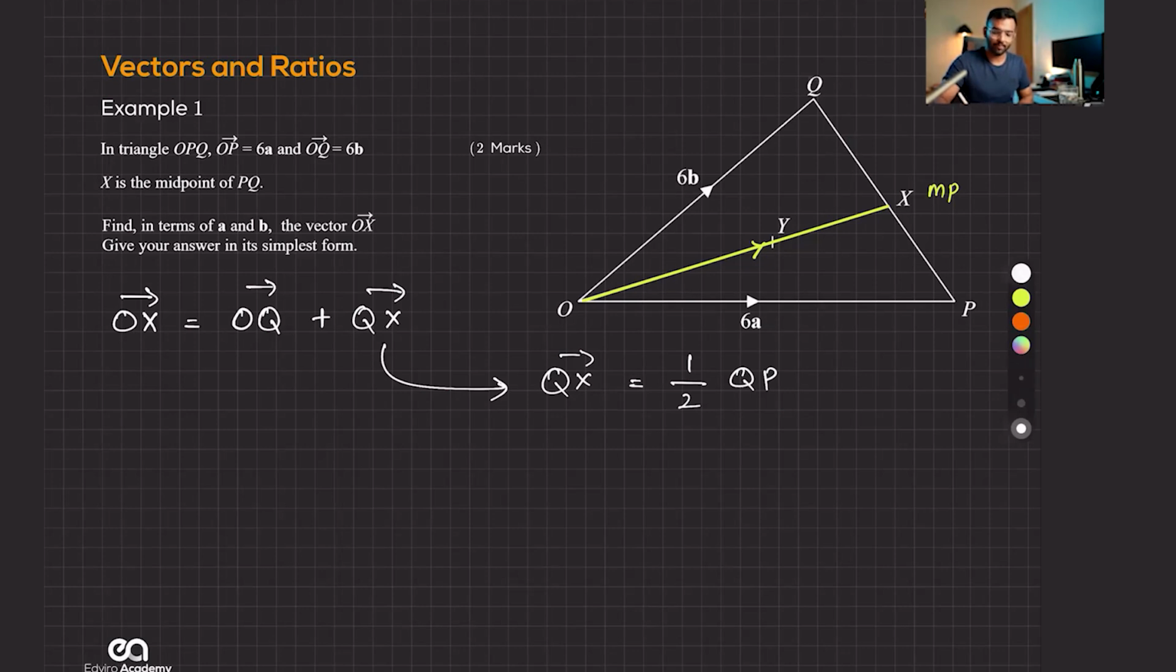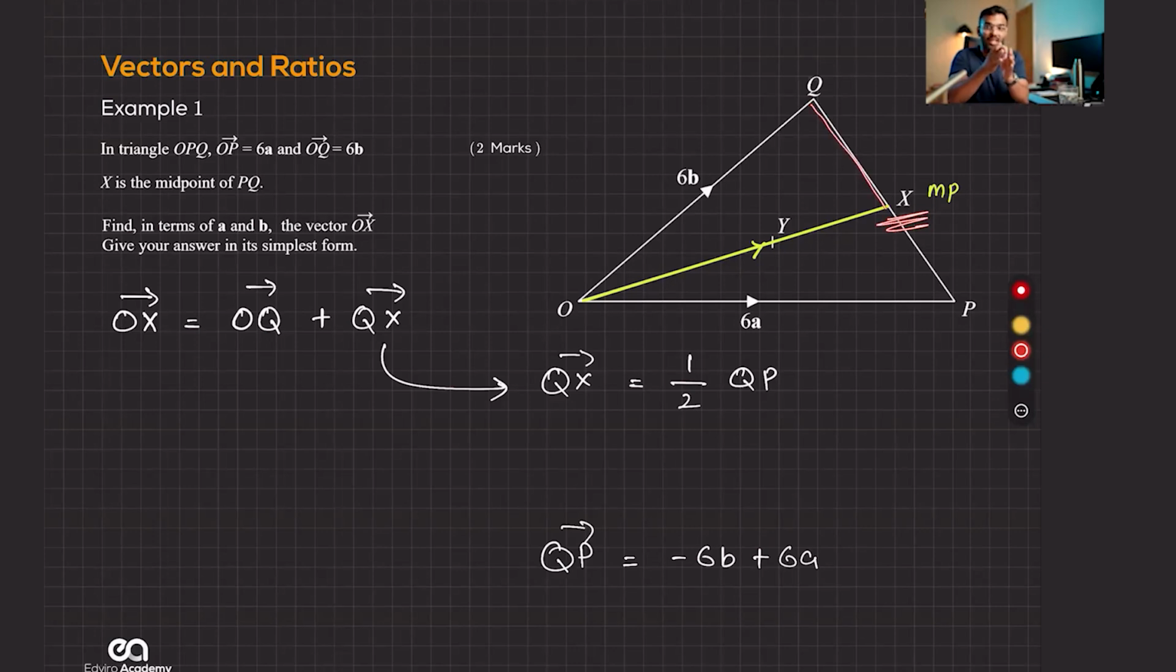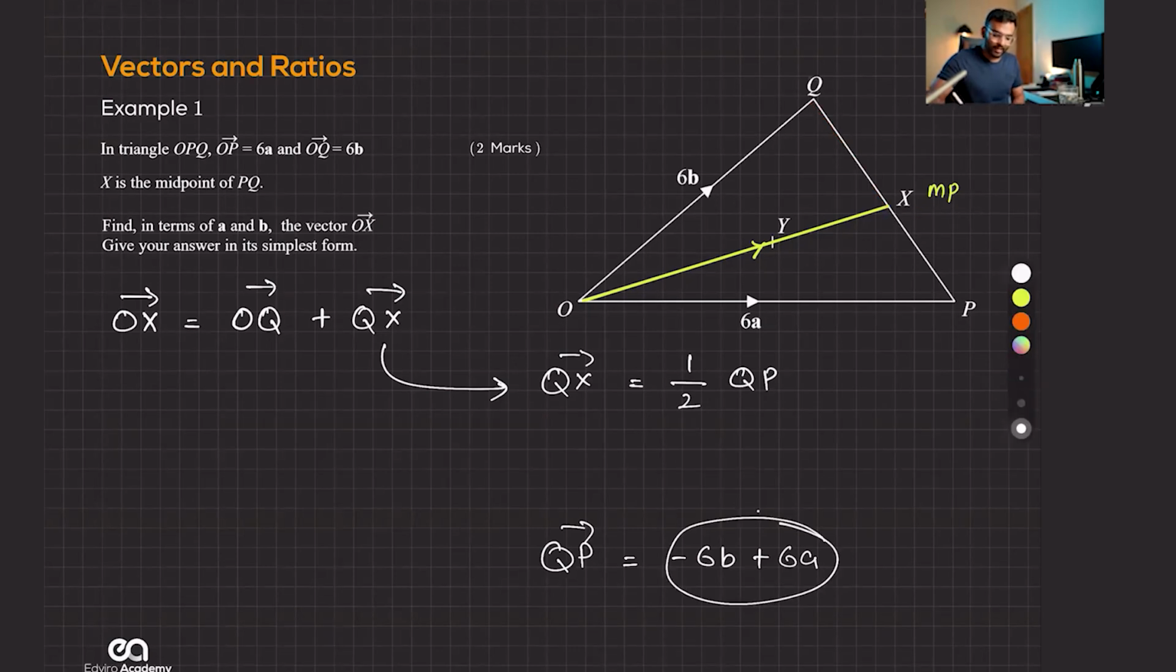We're going to find QP. I'll find QP here. QP, would you all agree with me? It would be minus 6b plus 6a. Because this is the midpoint, QX must be half of QP, right? QX is half of QP. Get it? Is that okay, everyone? So this thing can be replaced over there, okay?